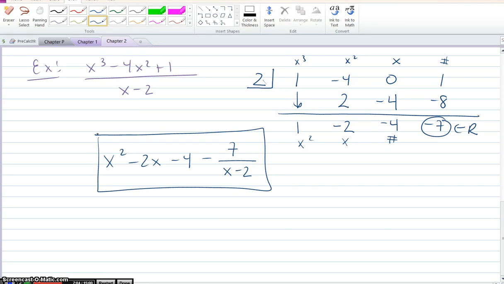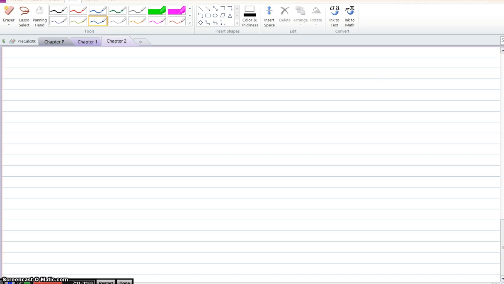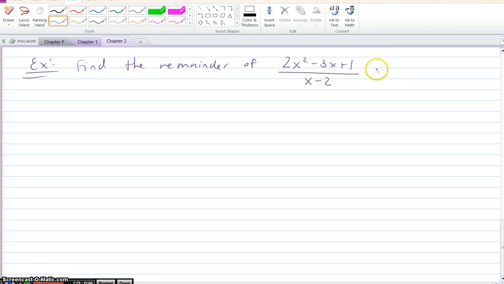Now, you don't just have to use that to find remainders. You can also use what's called synthetic substitution to find remainders. So you saw in your notes that you can find the remainder of, let's say we're doing 2x squared minus 3x plus 1 all over x minus 2. You can find that remainder by doing one of two things. You can do synthetic division, which wouldn't be too bad, so let's get a little practice with that.